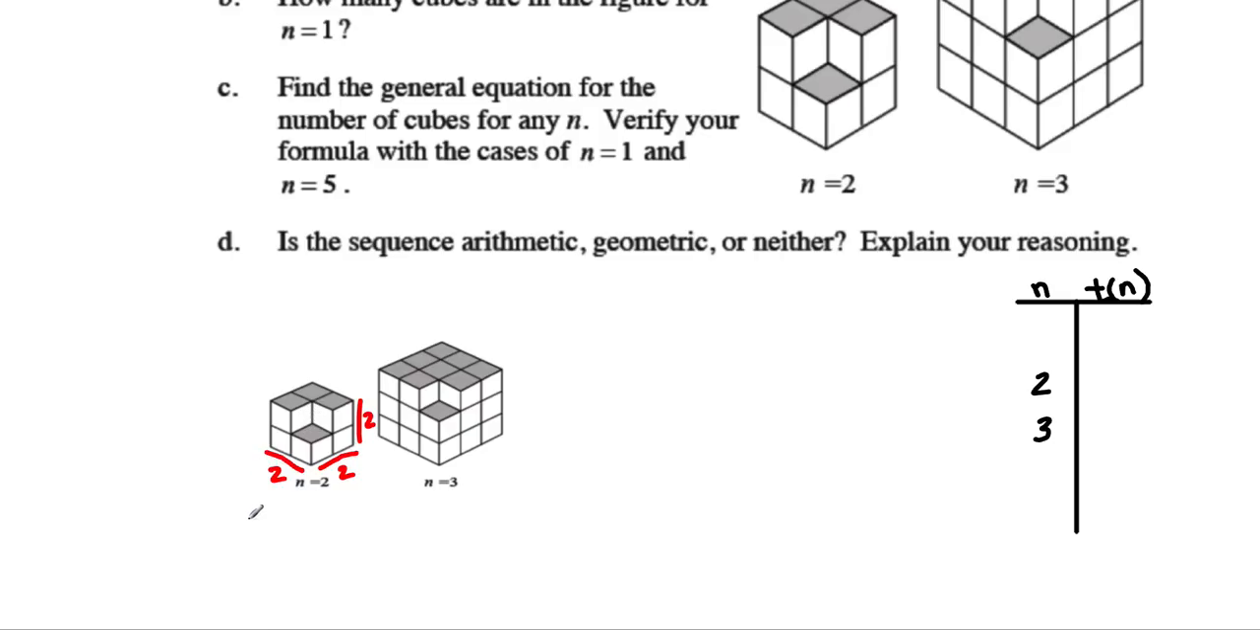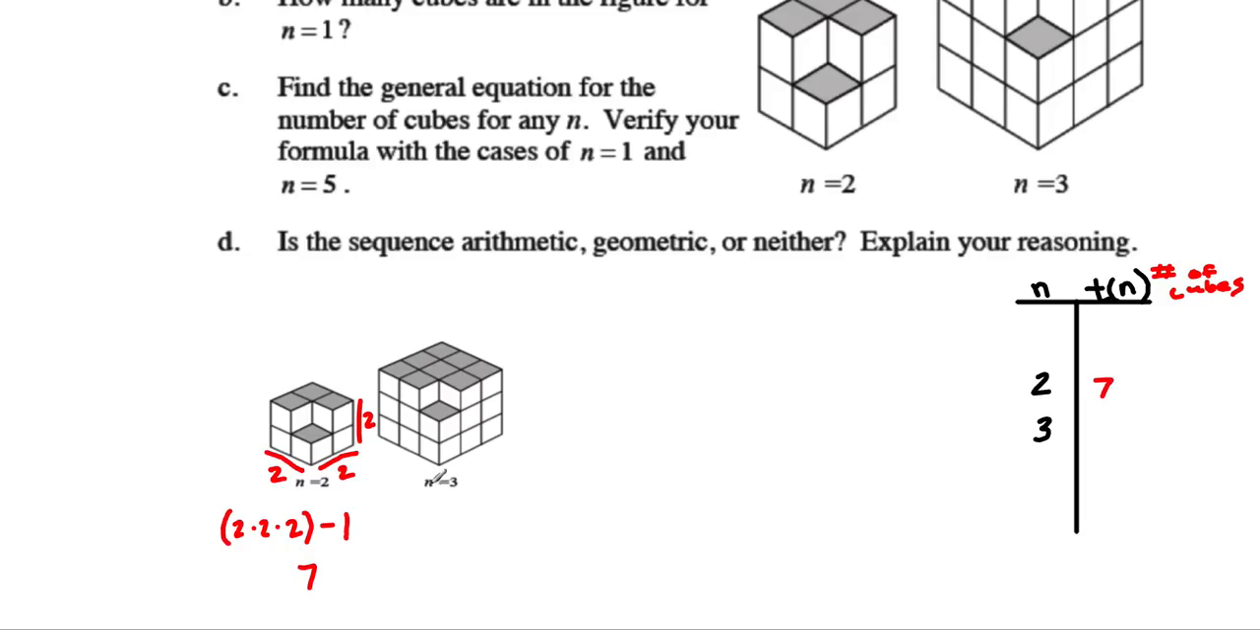So if we think about that here, we've got 2 times 2 times 2. That gives us the volume of the entire cube. But then we're missing one piece, so that's like saying minus 1. So 2 times 2 times 2 is 8, minus 1 gives us 7. So we have 7 cubes there. Remember, T of n here is our number of cubes. That's important to remember. That's what our T of n is representing. Our second figure has 7 cubes in it.